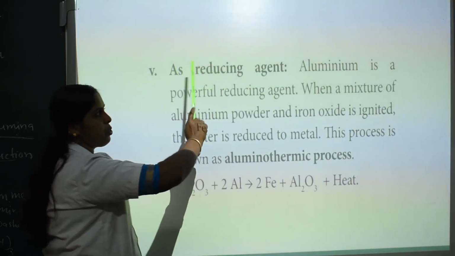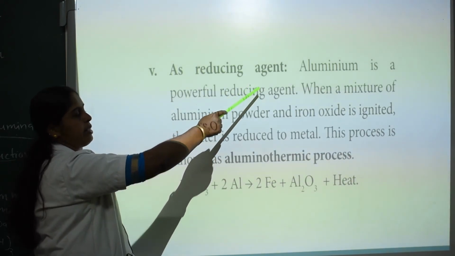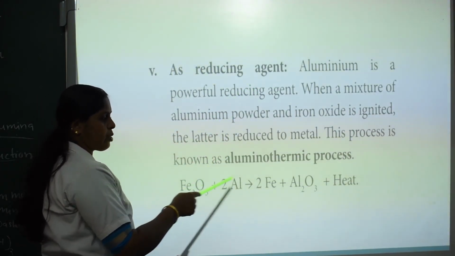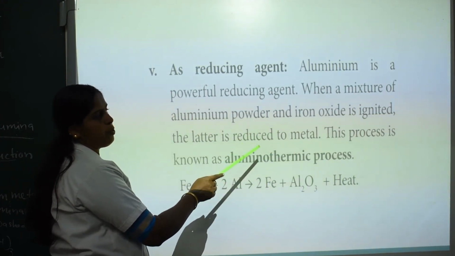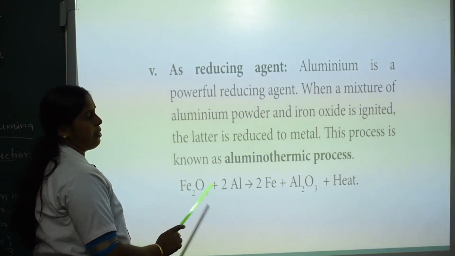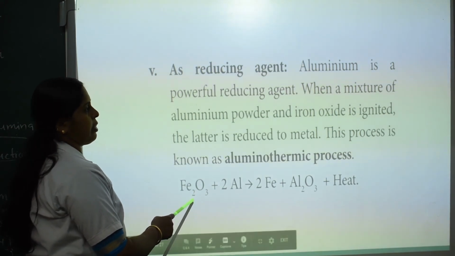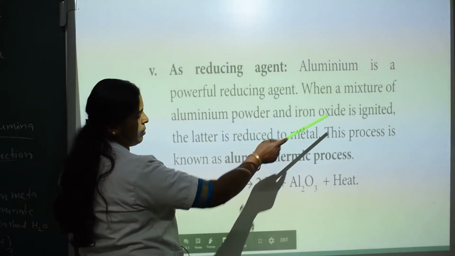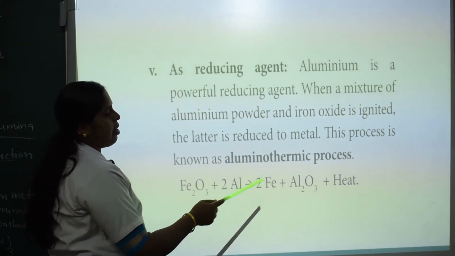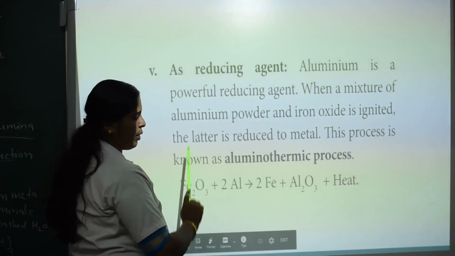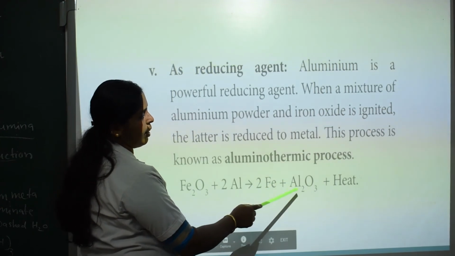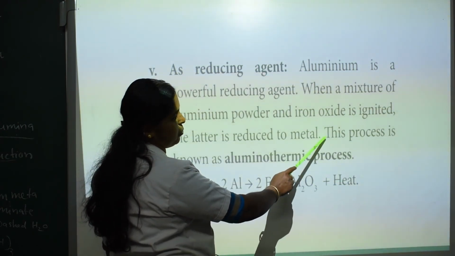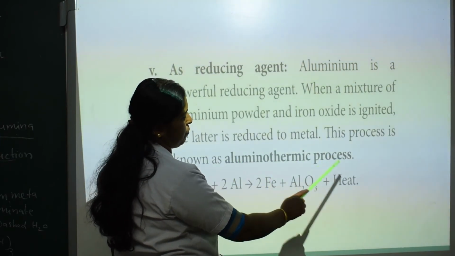Why is aluminum used as a reducing agent? It reduces iron oxide to iron. So aluminum is used as a reducing agent. It is a powerful reducing agent. When aluminum powder and iron oxide are ignited, iron is forming. Iron is reduced from iron oxide, and alumina, Al2O3, is forming and heat is evolving. This process is known as the aluminothermic process.